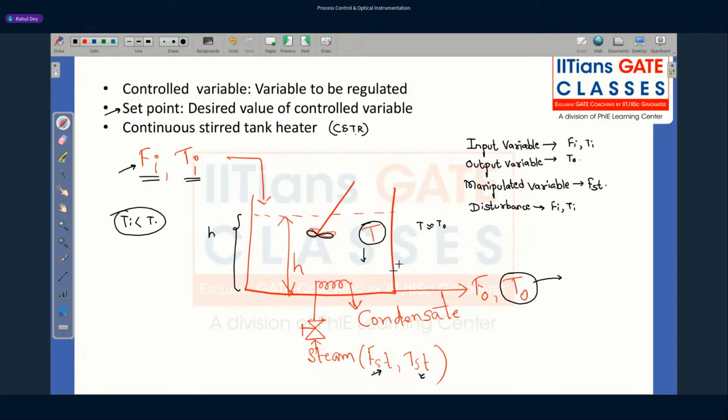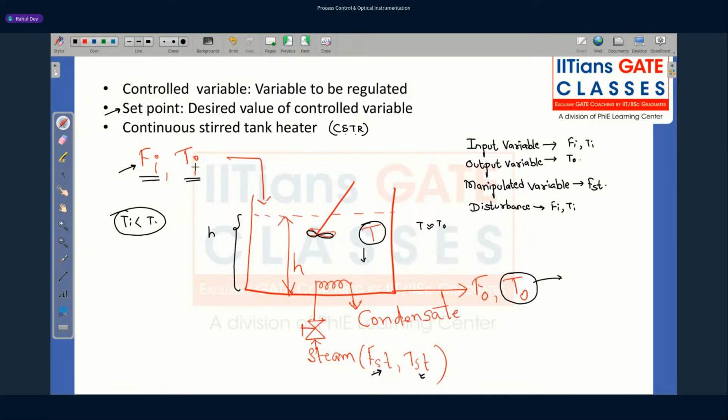Why? Suppose this is a water heater, a water geyser. So in winter, Ti will be less. In summer, Ti will be more. Okay. So basically, this is also a disturbance. Any other disturbance that we have over here? Any other disturbance?